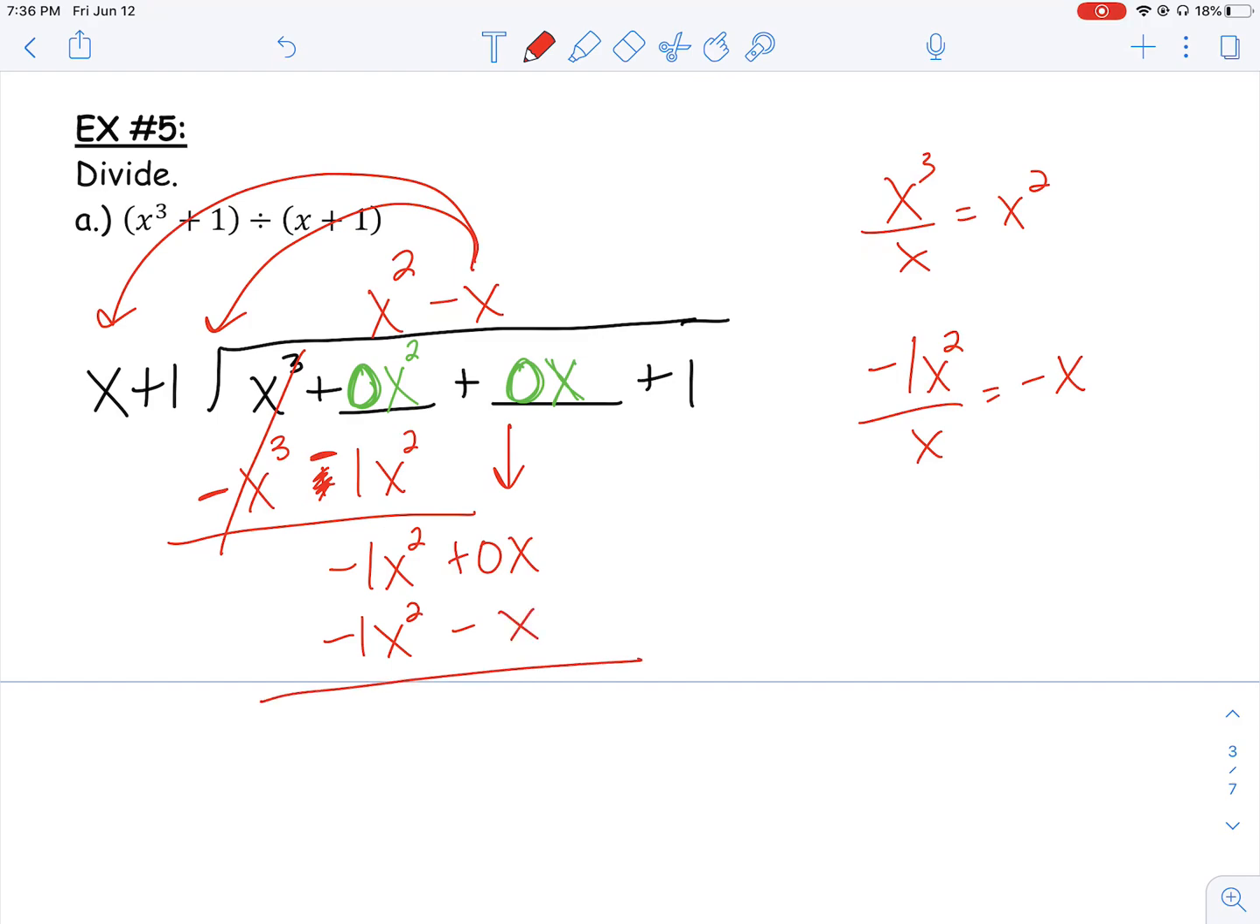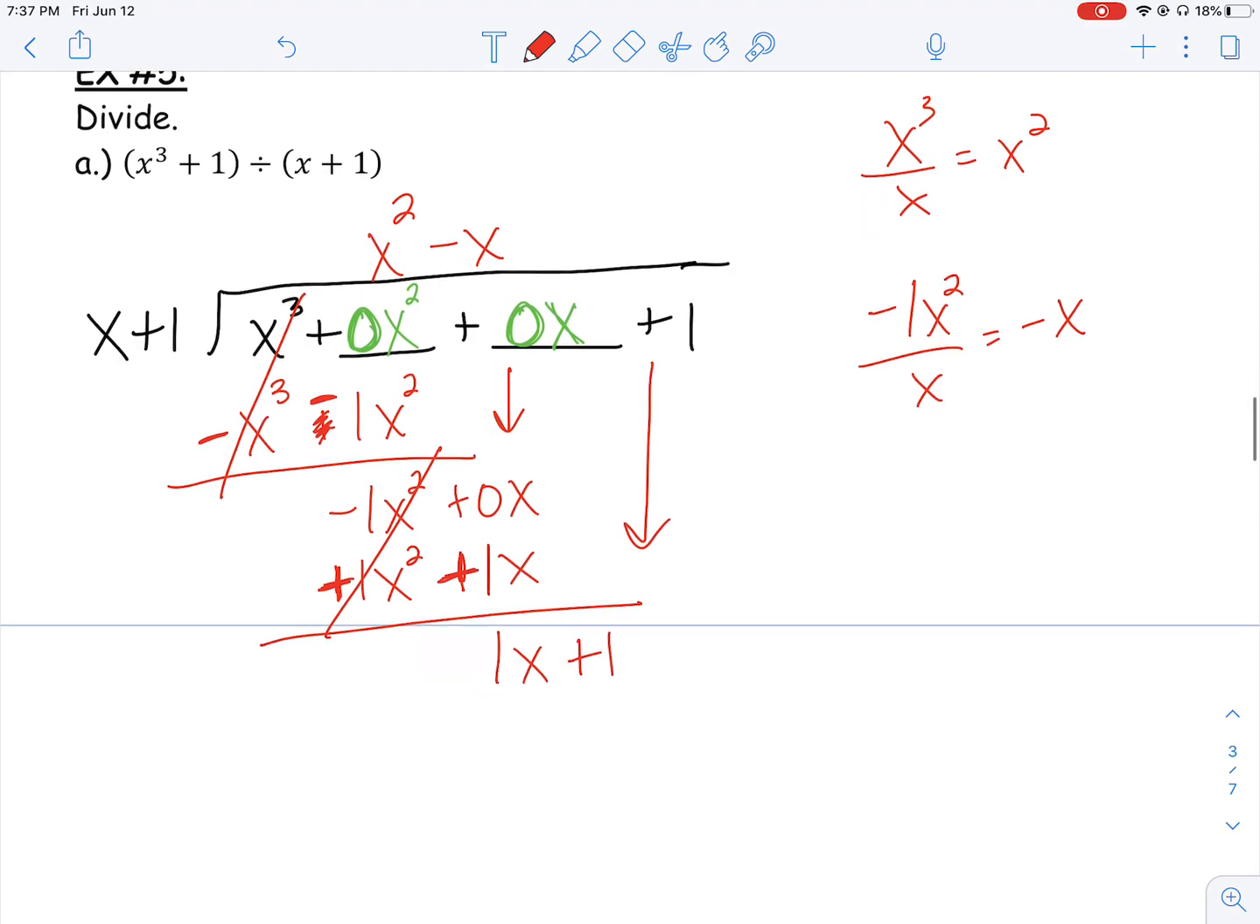I'm going to draw my line, and I'm going to change my signs. I'm going to subtract a negative, which turns into a positive. I'm going to subtract a negative, which turns into another positive. If you notice, just like we're supposed to happen, I have a negative 1x squared plus a 1x squared, so they cancel. And now I have a 0x plus 1x, which is just a 1x left over. I'm going to bring down my last term and do the process one more time.